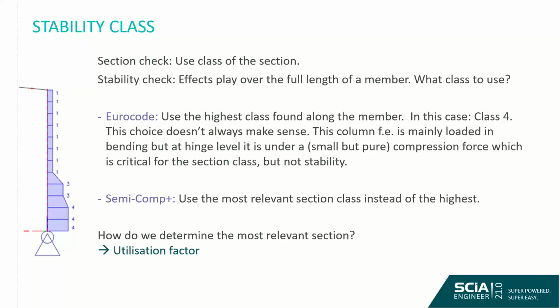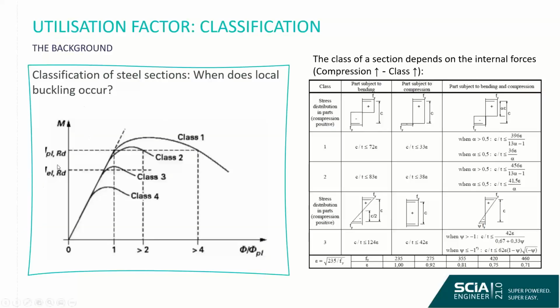And in the Eurocode, as of this moment, we will simply use the highest class found along the member because that's the safe side and we're sure that this is correct. So in the case of this column example I have, we will be using a class 4 for the stability checks. Class 4 means that we will not reach even the full elastic capacity of our section, meaning that we will do a check with reduced resistances.